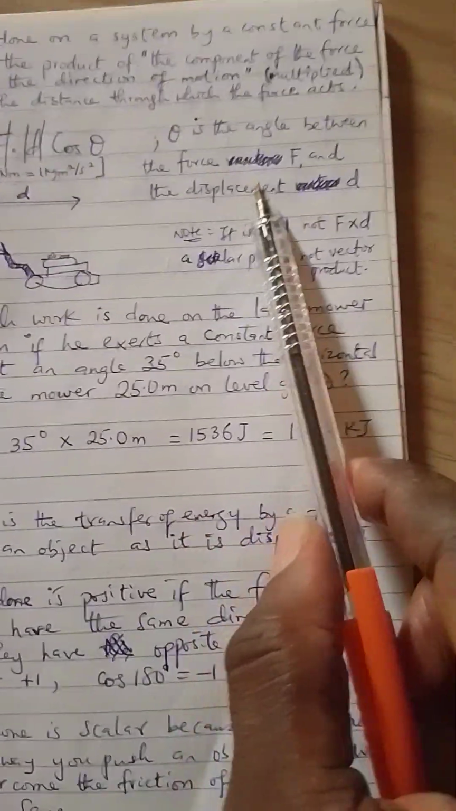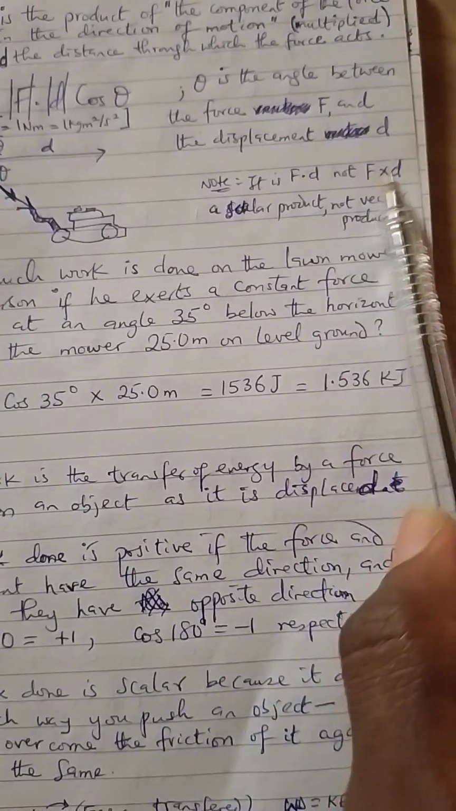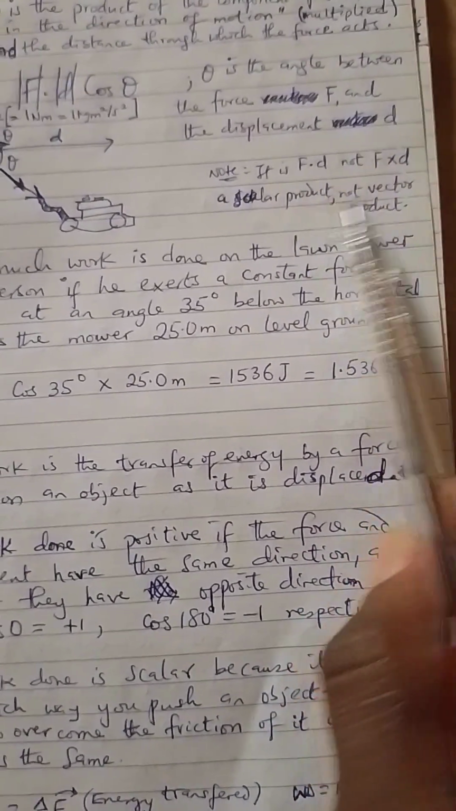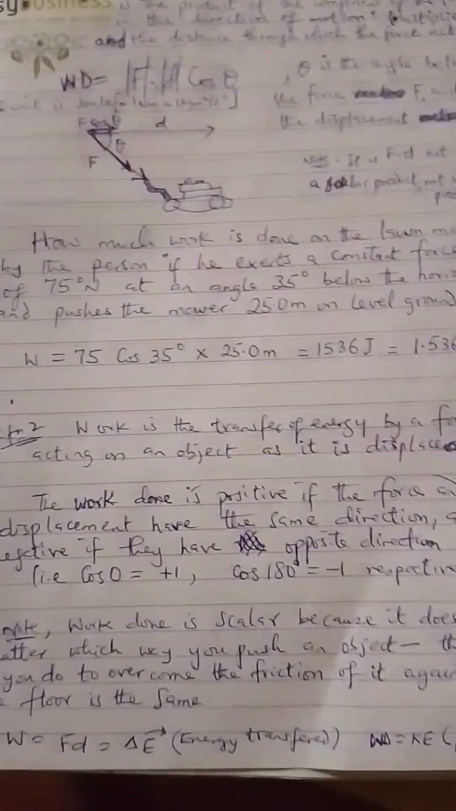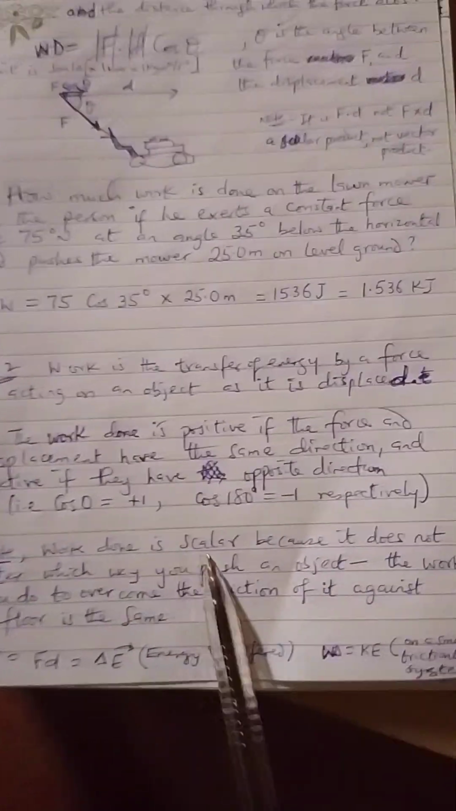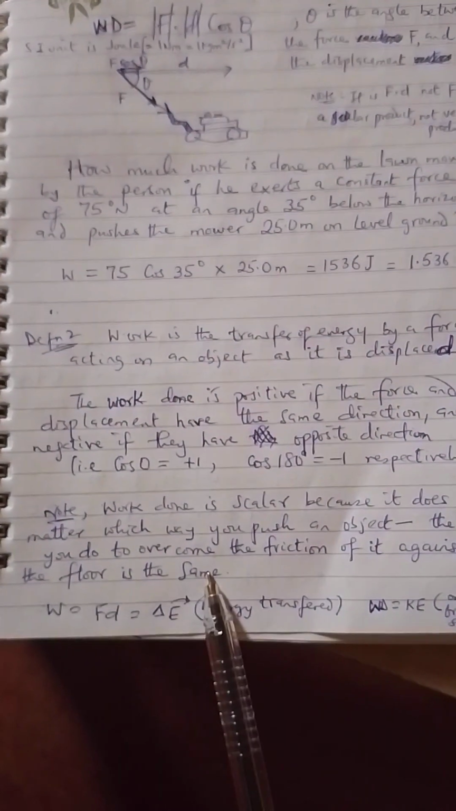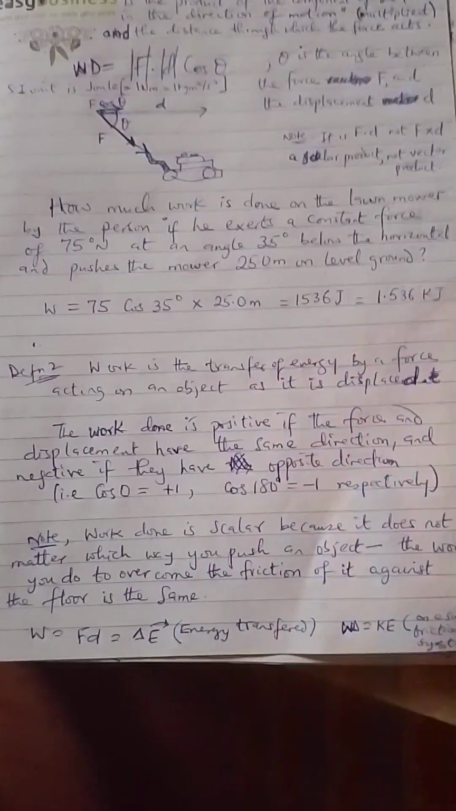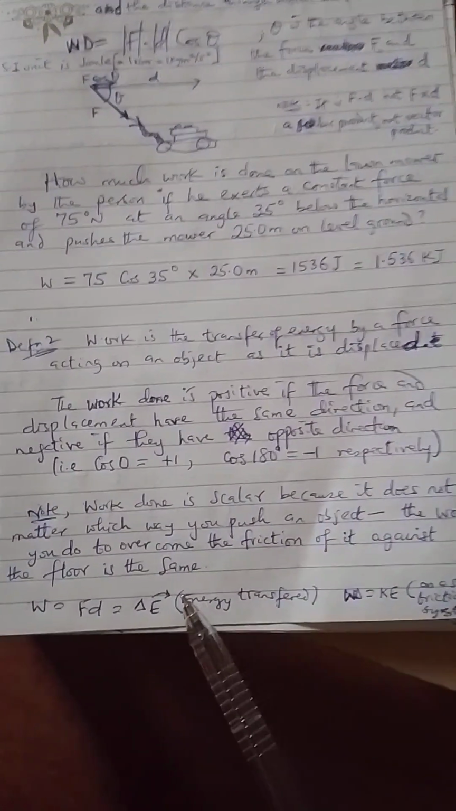All right, so note, it's a scalar quantity, not a vector. It's a scalar product, not a vector product. So that is why work done is a scalar quantity. Yes, work done is a scalar quantity. Why? Work done is scalar because it does not matter which way you push an object. The work you do to overcome the friction of it against the floor is the same. So whether you push an object to the right and then you push it to the left, work is still done. So the direction doesn't matter. So work is a scalar quantity. It's not a vector quantity.